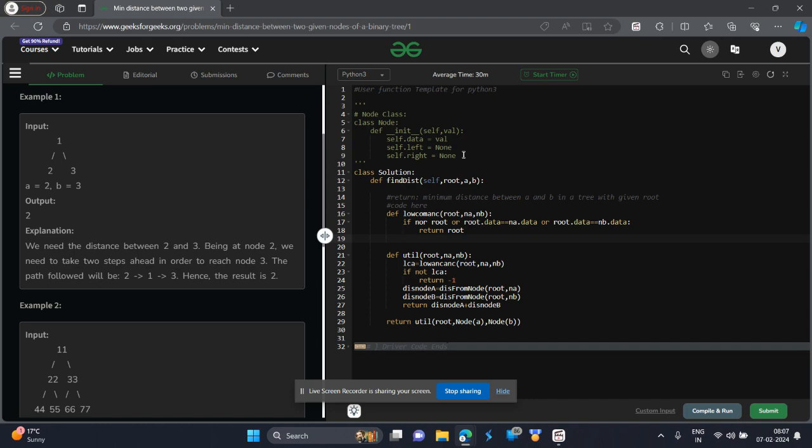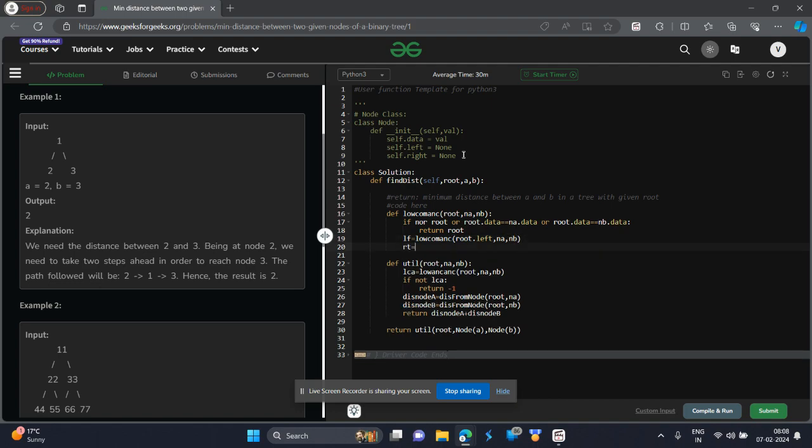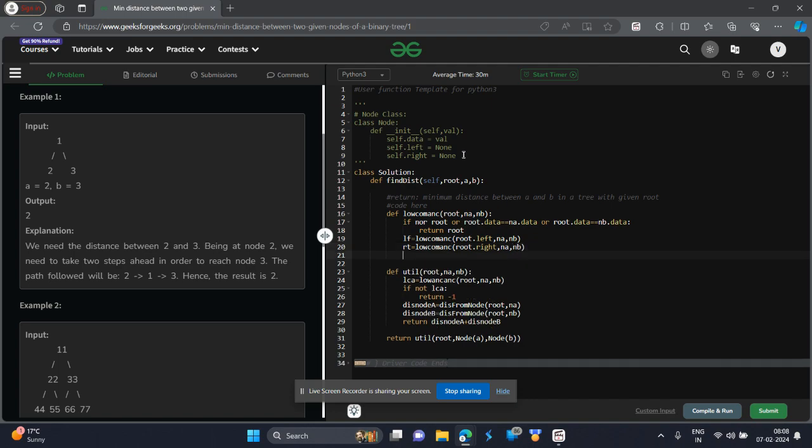Now I will find the lowest common ancestor recursively for the left subtree and right subtree. For left, lowest common ancestor for root dot left, node A comma node B. And similarly for right, lowest common ancestor for root dot right, node A comma node B. We have calculated the lowest common ancestors recursively for the left subtree and right subtree.